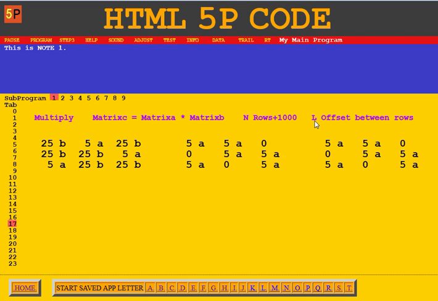Now when you set your L, it has to be the same for all 3 matrices. They all must be offset rows the same value. It's only one value of L.